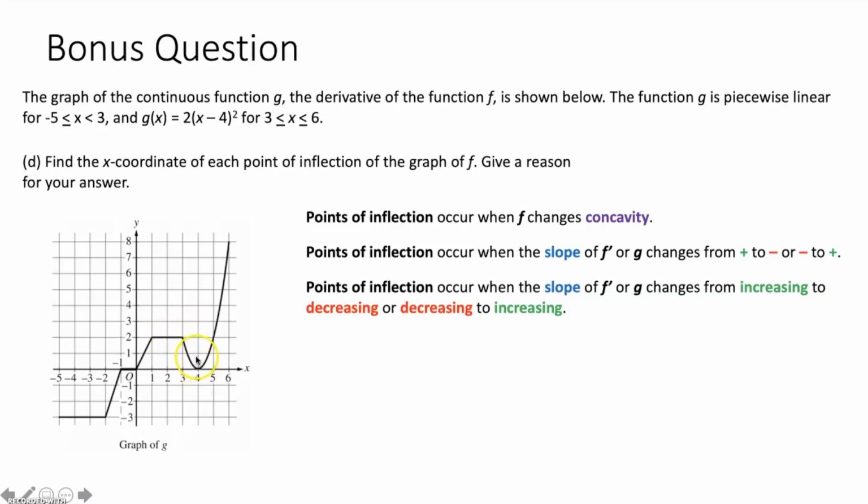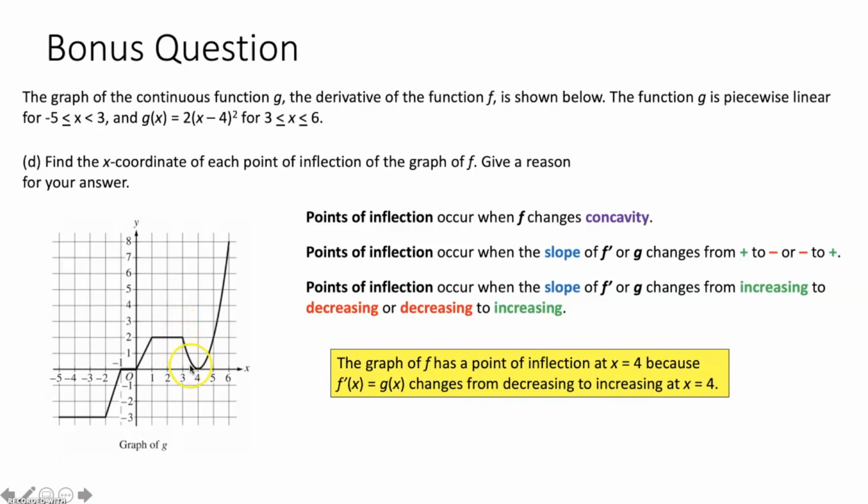But at x is equal to 4, the slope of your derivative graph changes from negative to positive, meaning your original function changes from concave down to concave up at x is equal to 4, meaning there will be an inflection point in your original function at x is equal to 4.